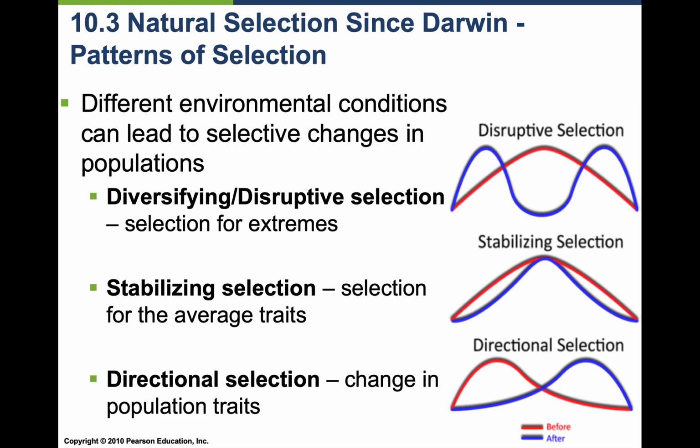Okay, so there are different environmental conditions that can lead to selective changes in populations, and so we are able to classify different types of selection. Okay, so this one is called diversifying or disruptive selection, and that is a selection for the extremes. So the red represents the original population, and then for whatever reason, those individuals in the middle are selected against. So there will be selective pressure that will push down here, and it will cause disruptive selection, so you're getting different forms out on this side.